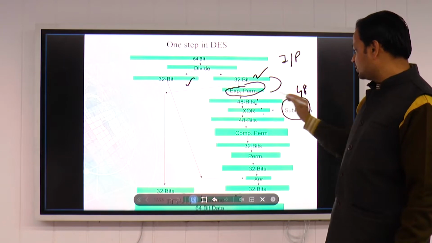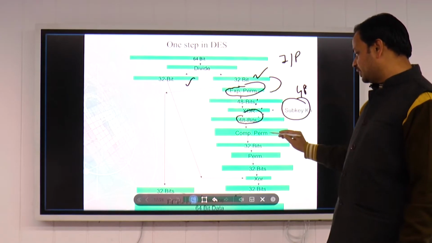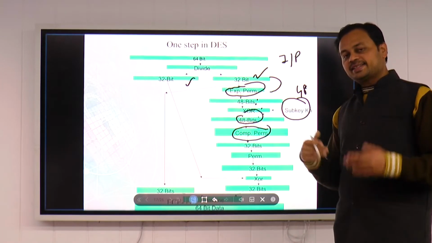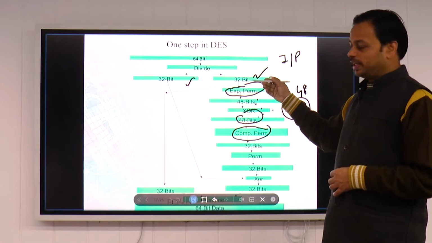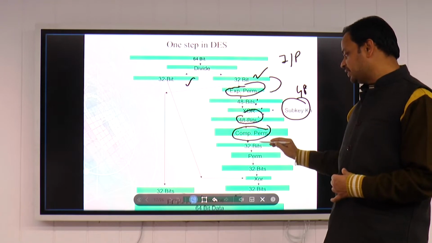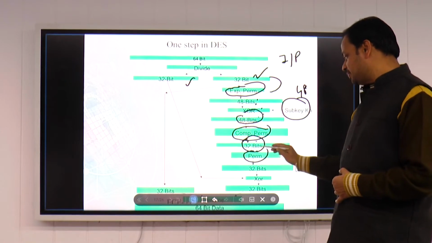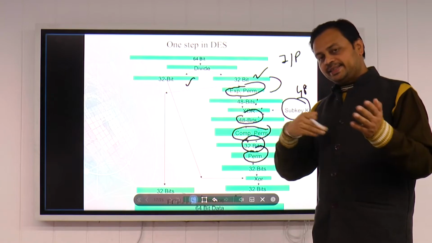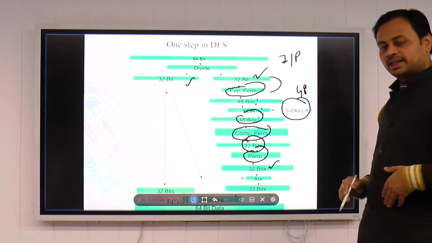So 48 bits will get a new output. Now this 48 bits again will be used, compressed permutation will be done. Compressed, as I have already explained, is just the reverse of the expanded permutation. So in compressed, instead of 48 bits, it is 32 bits. Now again we are doing permutation, straight permutation. We change their bits, we change their position. So what we get, again we get a new output, that is 32 bit.